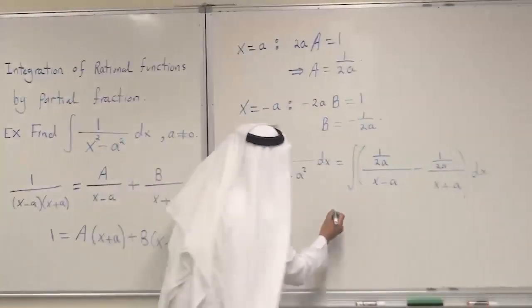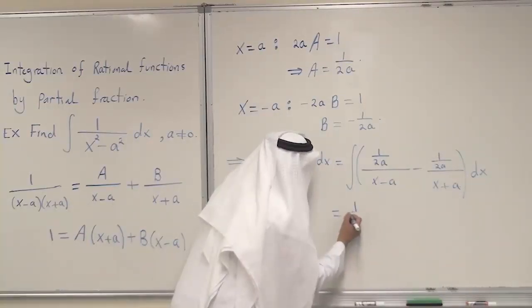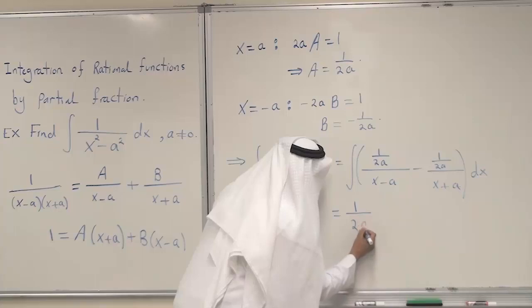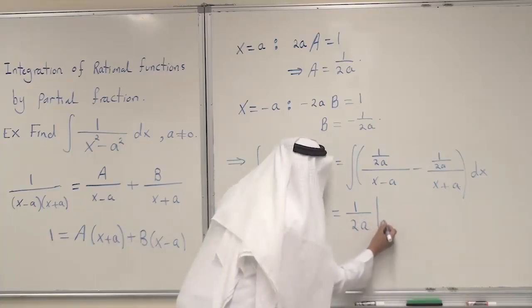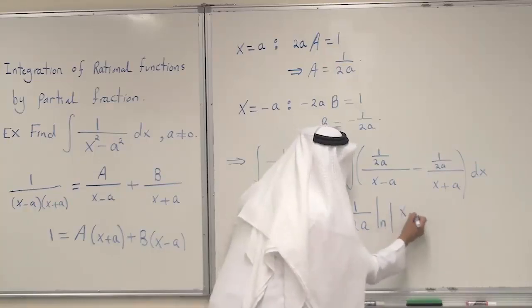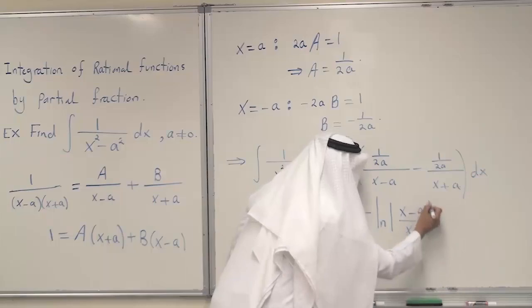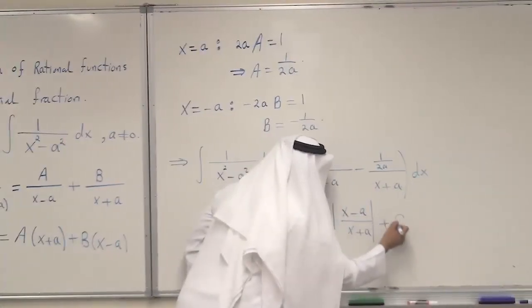Now, as what we did before, what you need to do is just to take 1 over 2a. So it is simple now to show that this is equal to 1 over 2a. Then do the same as example number 1. You get here what? x minus a over x plus a, and all of this plus constant of integration.